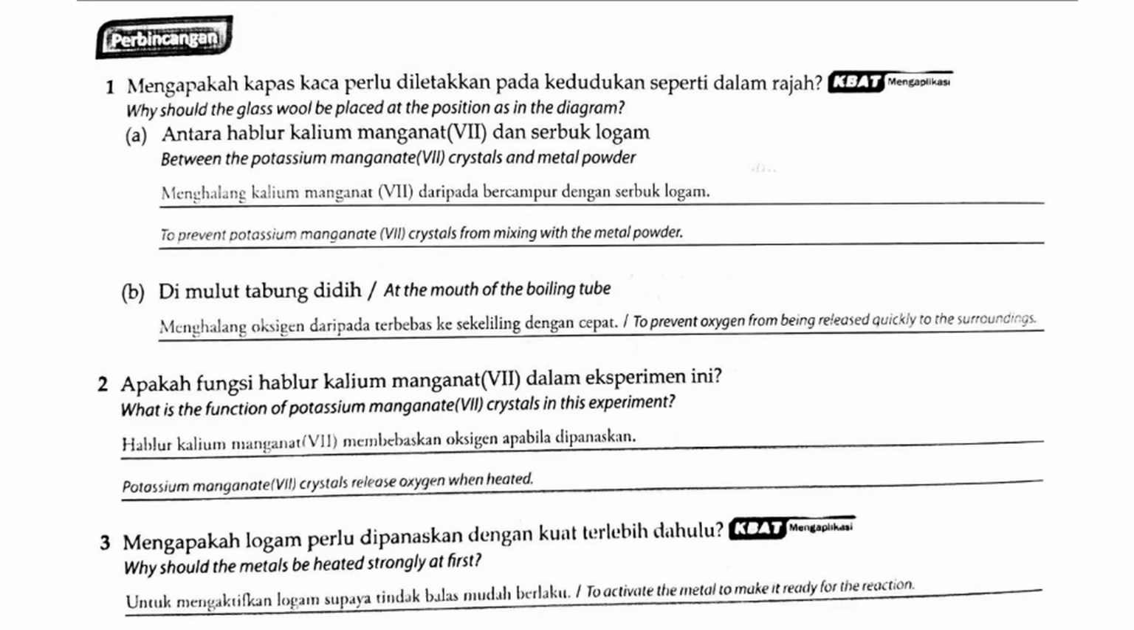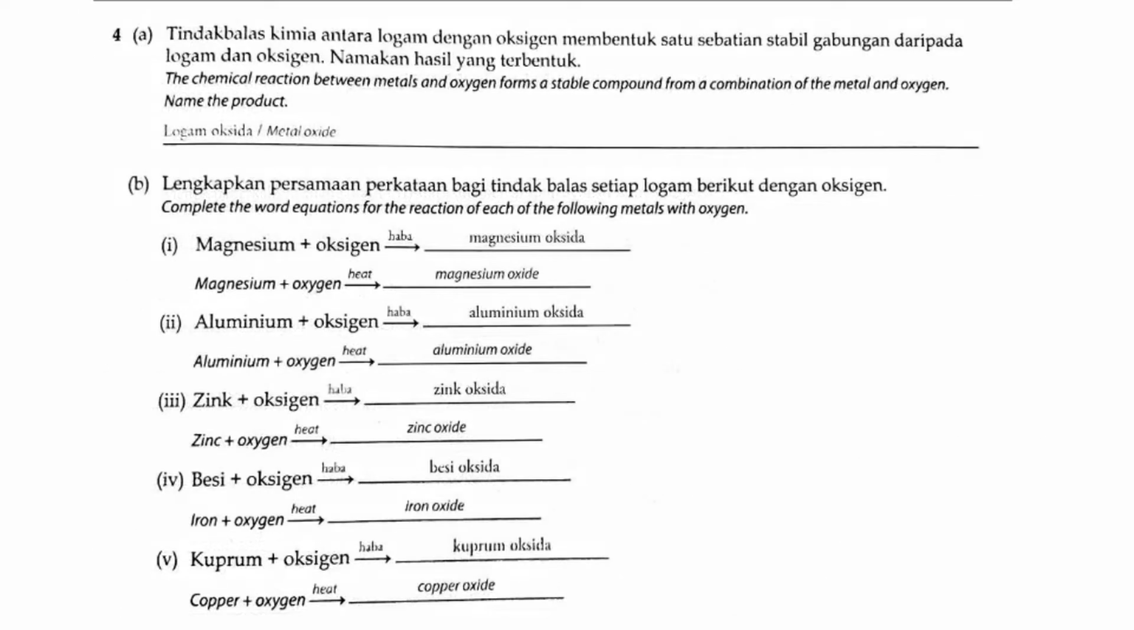What is the function of potassium manganate(VII) crystals in this experiment? Potassium manganate(VII) crystals release oxygen when heated. Why should the metals be heated strongly at first? To activate the metal to make it ready for the reaction. 4. The chemical reaction between metals and oxygen forms a stable compound from a combination of the metal and oxygen. Name the product. Metal oxide.